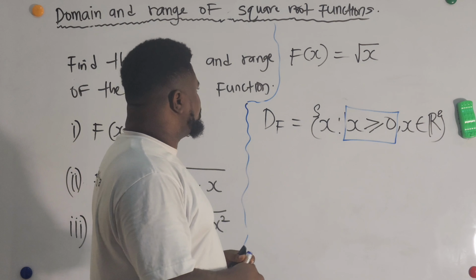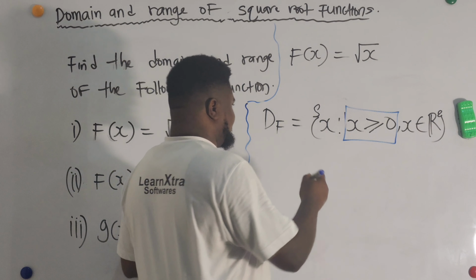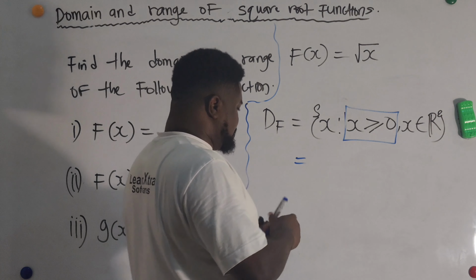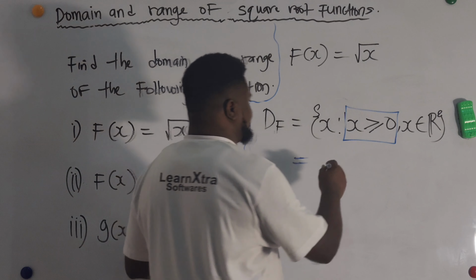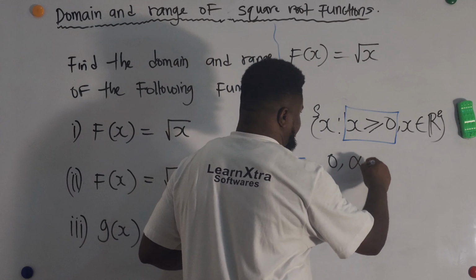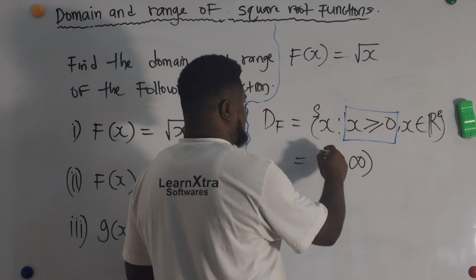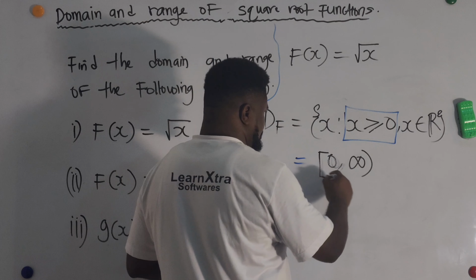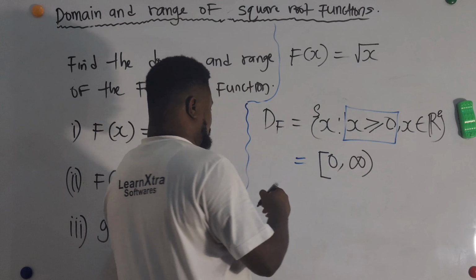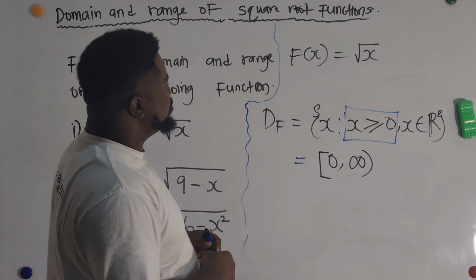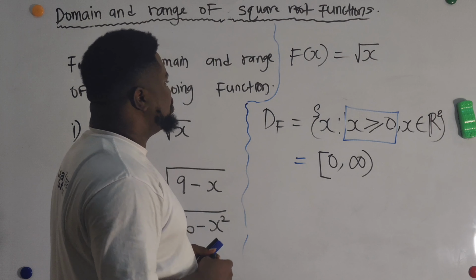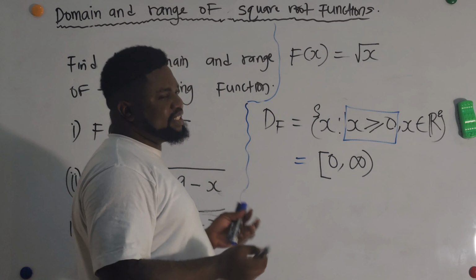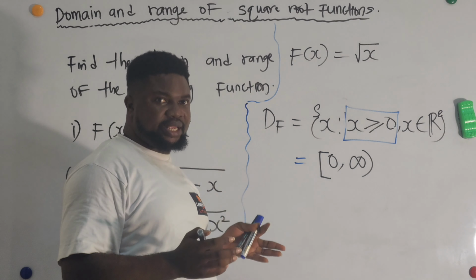So this can also be written like this in interval notation. That will be from 0 going to infinity, always open at infinity. Here we close to show that 0 is included. That's our domain.